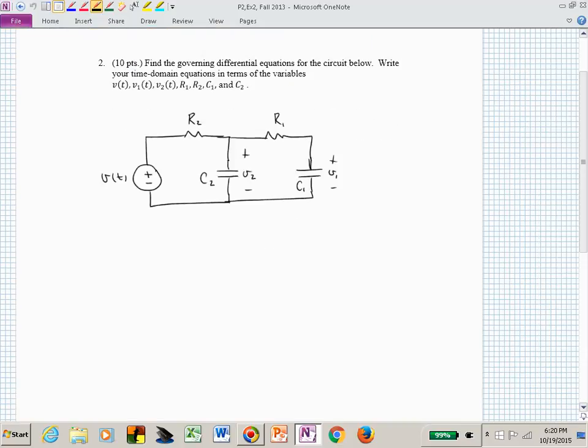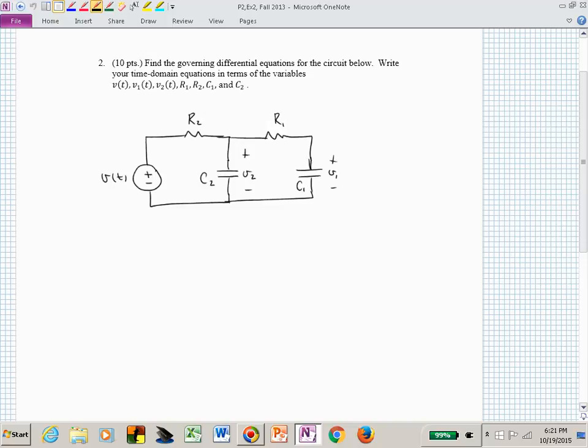This is one of the practice exams. This is writing an equation for a circuit. This is problem 2, I think, from the fall 2013, exam number 2. And you'll have something like this on your exam. You'll have to write the governing differential equations for probably a second order circuit. Second order means, what does that mean? You have 2 energy storage devices.